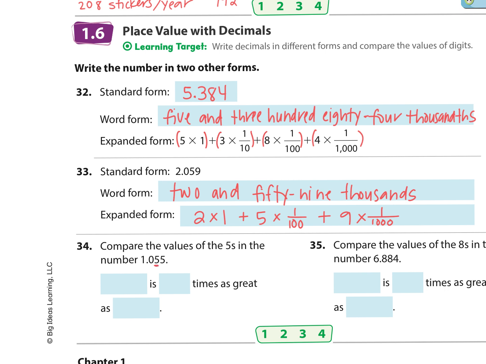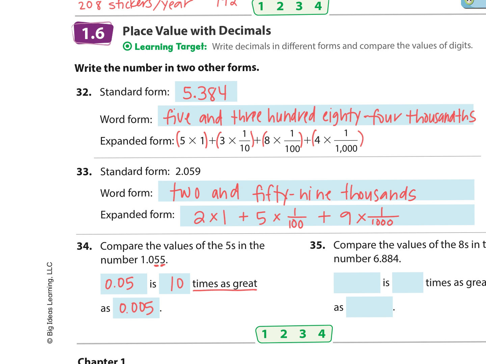What is this place? The hundredths. And then a 5 in this place here. So I have 5 hundredths. I could write it like a fraction. I could do 5 over 100. How many times as great is it than the next 5? How many places over is it from there? It's only one place, so that means it's 10 times as great. Remember, times as great means it should be a whole number, not a fraction. So we're writing the bigger number 10 times as great as the smaller number, which is 5 thousandths.